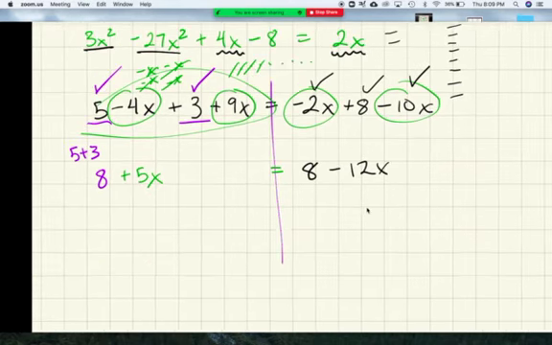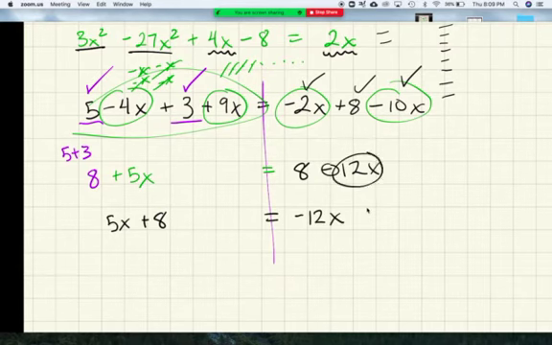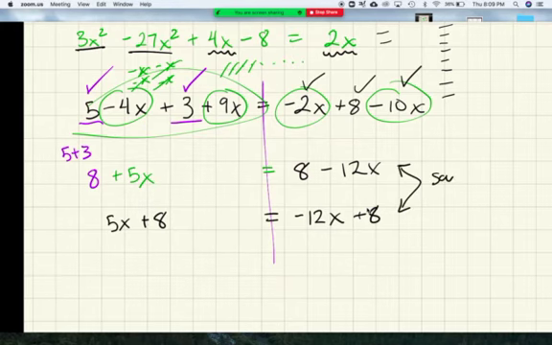You could also write it 5x plus 8. And you could also write negative 12x as long as you keep the sign in front of the number that it corresponds to. This one's a positive 8, so you can say plus 8. Those are the same. Cool.